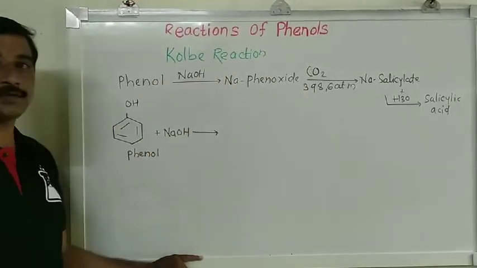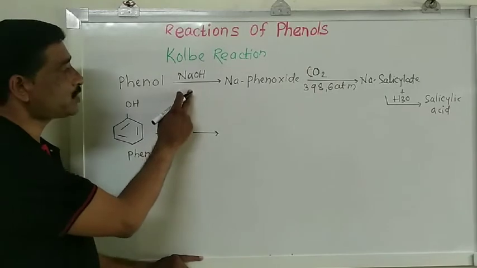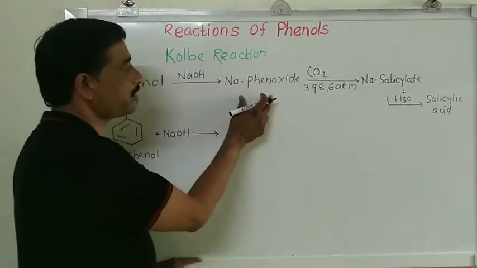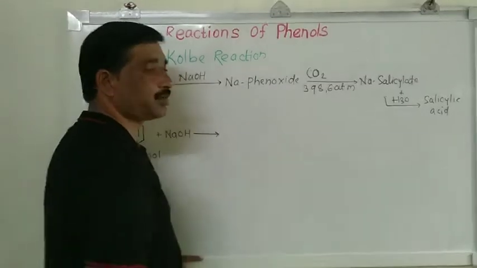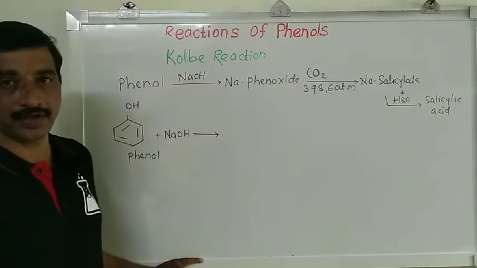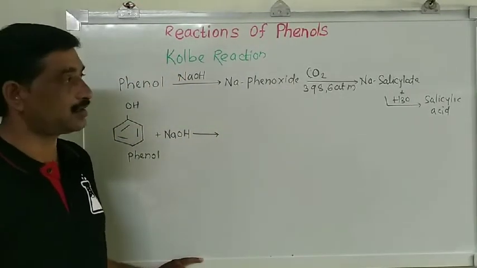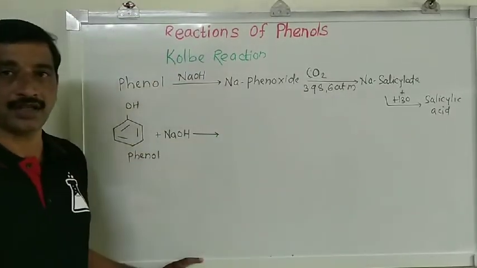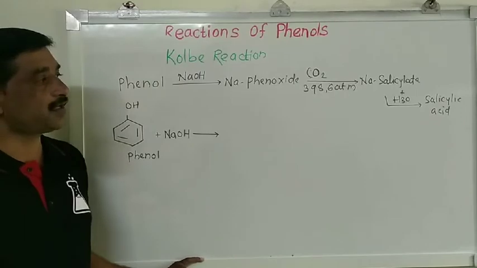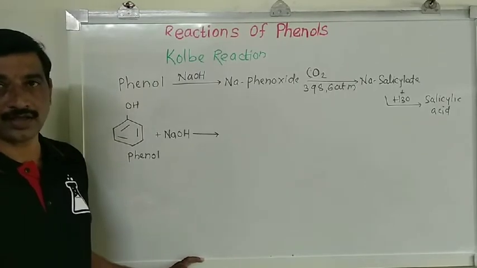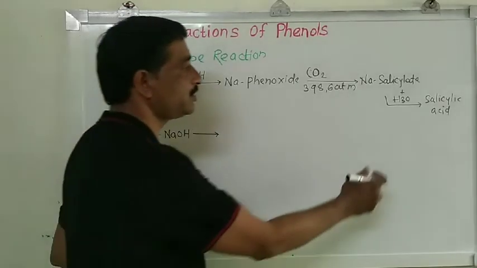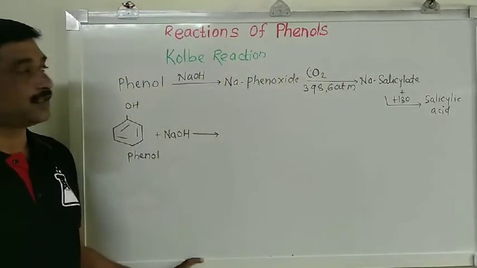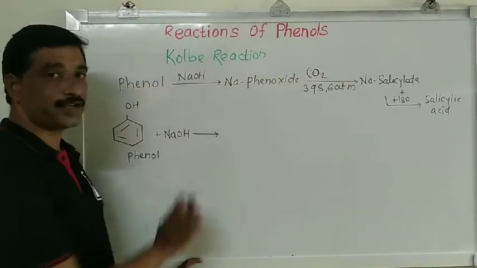What is Kolb's reaction? When phenol is reacted with sodium hydroxide, then it gives sodium phenoxide. The formed sodium phenoxide when reacted with carbon dioxide at 398 Kelvin temperature under 6 atmospheric pressure, then it gives another intermediate compound, that is sodium salicylate. And this sodium salicylate undergoes acid hydrolysis and it gives us the final product, that is salicylic acid. This reaction is known as Kolb's reaction.